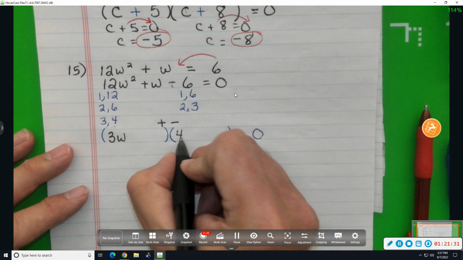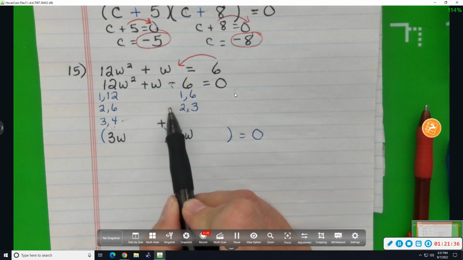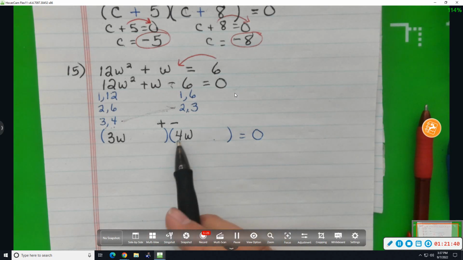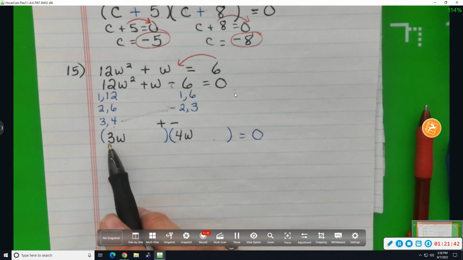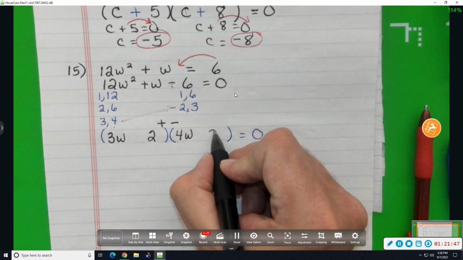3W, 4W. If I'm trying it with the 2 and 3, the 2 can't go with the 4. The 3 can't go with the 3. So it's going to have to work like this. 2 and a 3.